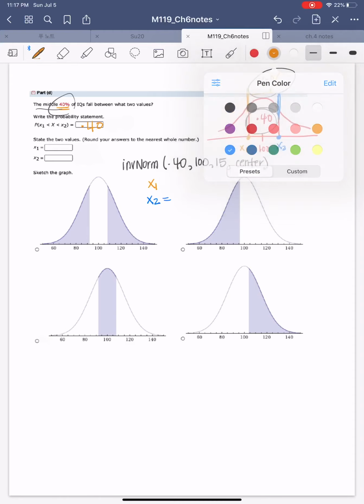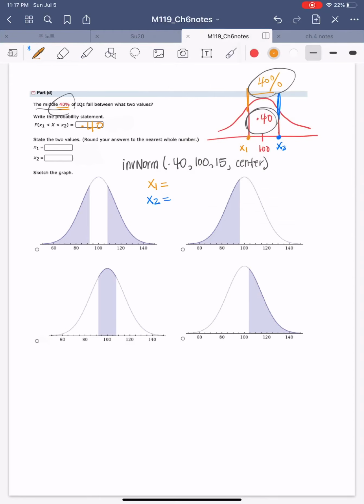x1, x2, by looking at the curve, I should have x1 less than 100, and then x2 bigger than 100, right? So I better have x1 less than 100 and x2 bigger than 100. So let's check.